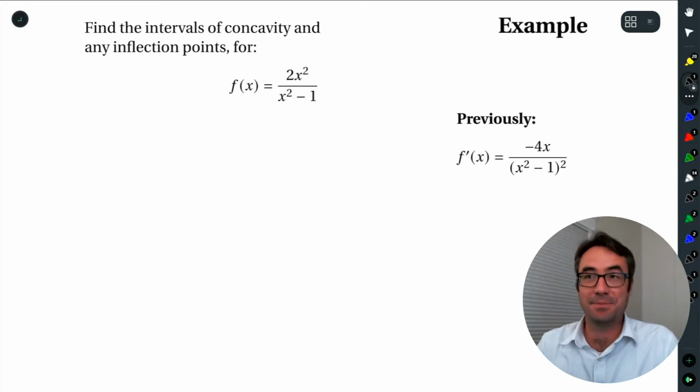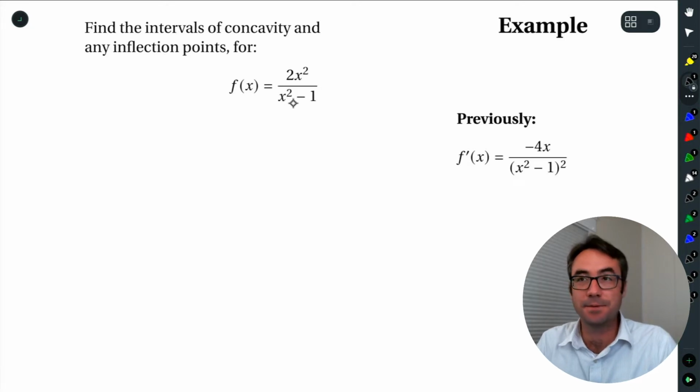All right, let's try another example. So here we have this function 2x squared over x squared minus 1. And we're going to go through the process again. We're going to find the intervals of concavity, and then we're going to find any inflection points as well.